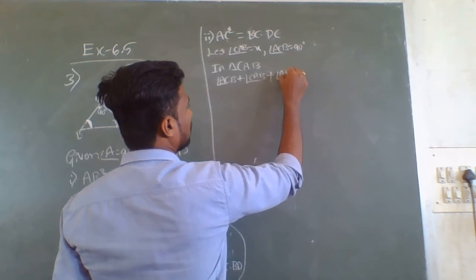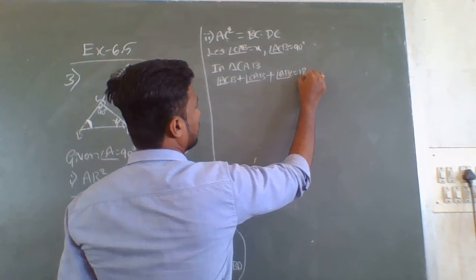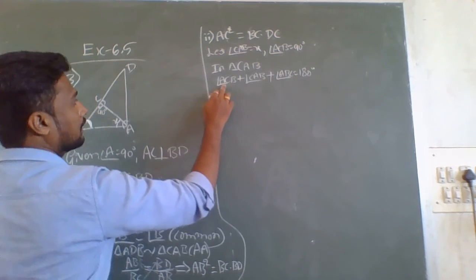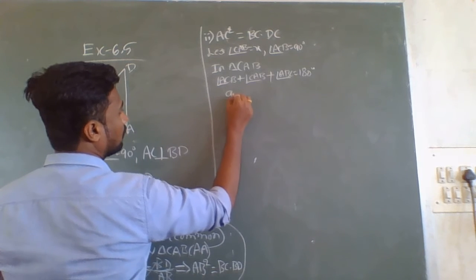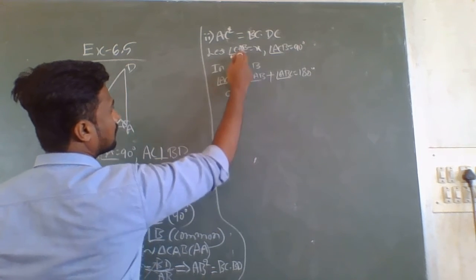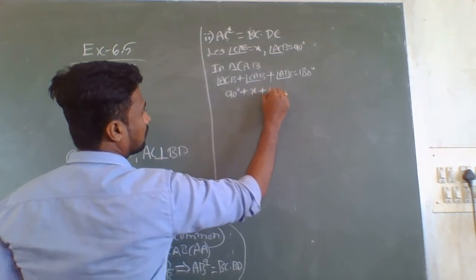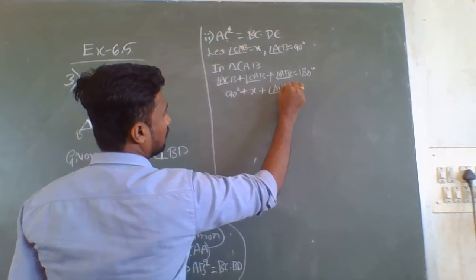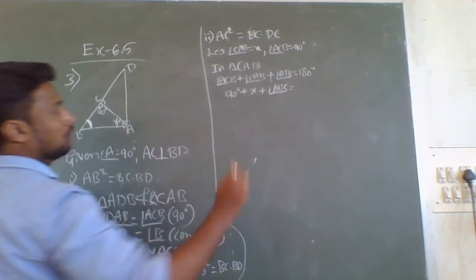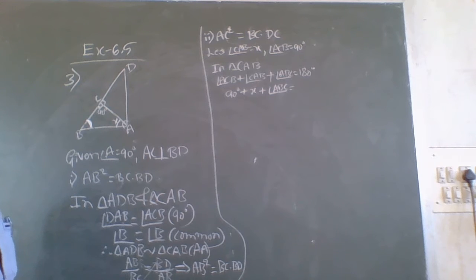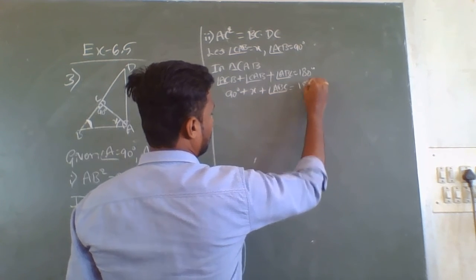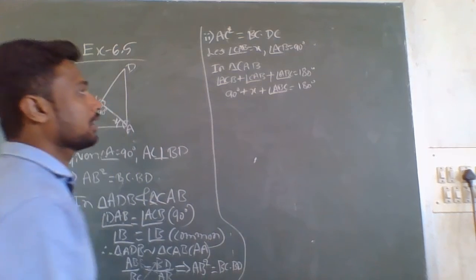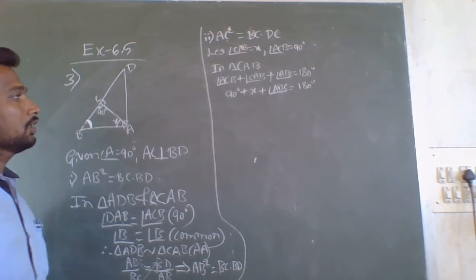Angle ABC plus angle ACB plus angle CAB equals 180 degrees, and here angle ACB is 90 degrees, which is also shown in the diagram. Angle CAB is x, and I have to calculate angle ABC. How is this 180 degrees? We know the angle sum property of a triangle: the sum of the interior angles in a triangle always equals 180 degrees.